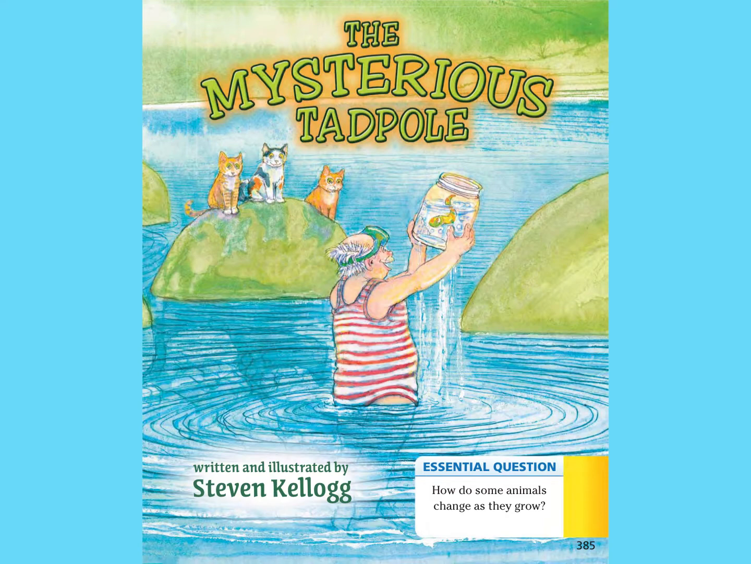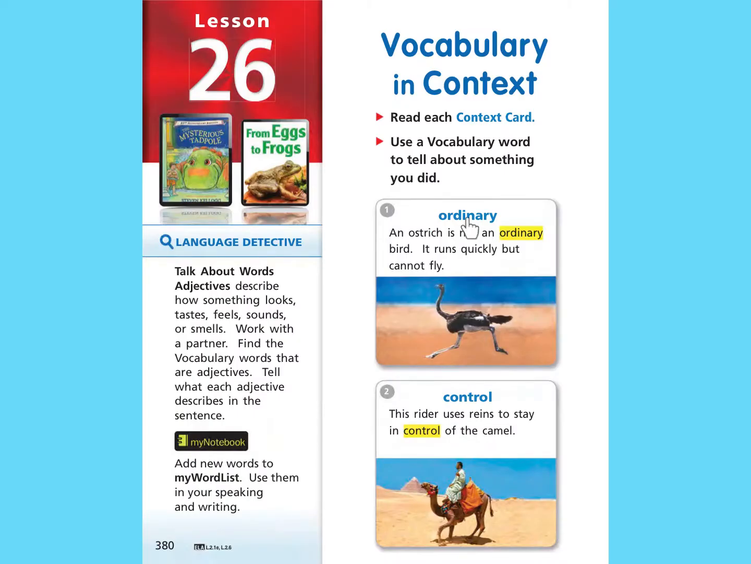The Mysterious Tadpole, written and illustrated by Stephen Kellogg. Essential question: how do some animals change as they grow? Let's review the vocabulary words that will be highlighted in yellow throughout the story.